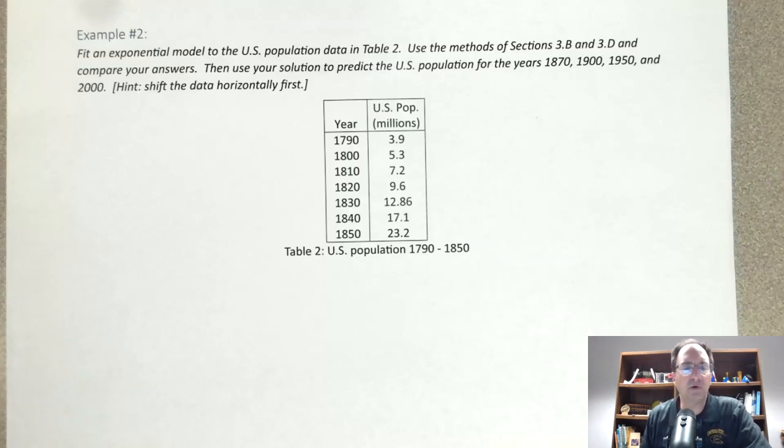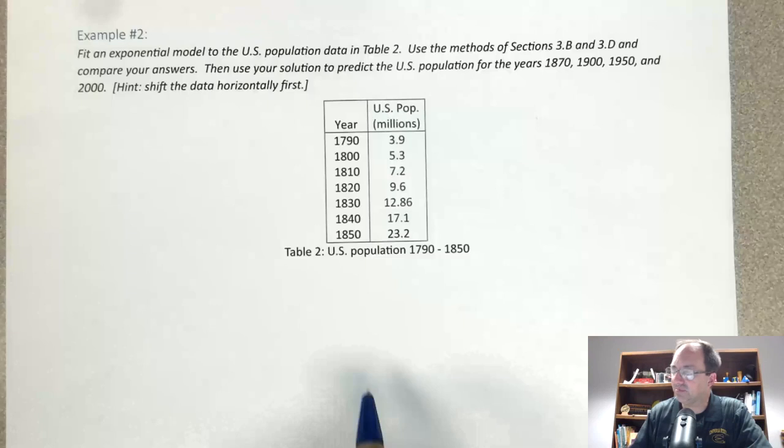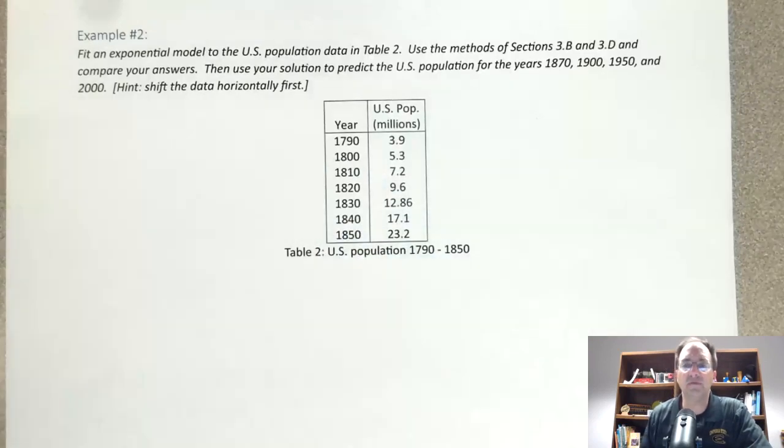Hello, this is part 4 on the section for nonlinear data regression. We've seen power functions in an example. We've talked a little bit about exponential functions, and now we want to do an example for that. Here we have population data for the United States from 1790 to 1850, and we would like to fit an exponential function to that data.